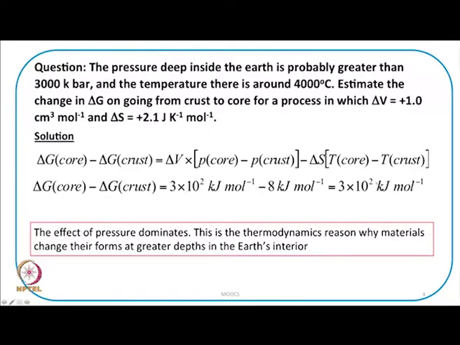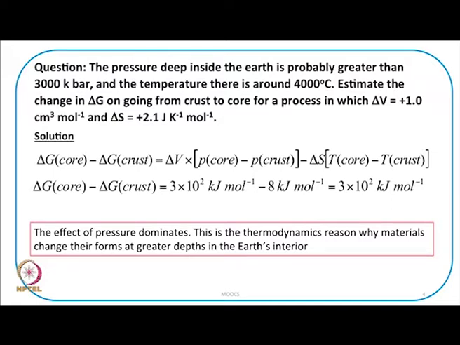And please remember that the numbers we are putting in here are approximate numbers. I am not really going into the decimal points. In these two, the first one is the contribution due to the pressure, and the second one, 8 kilojoules per mole, is the contribution due to the temperature. Obviously, the effect of pressure is 300 kilojoules per mole, and the effect of temperature is 8 kilojoules per mole. So, that is why this comment is made that the effect of pressure dominates, and this is the thermodynamic reason why materials change their forms at greater depths in the earth's interior.